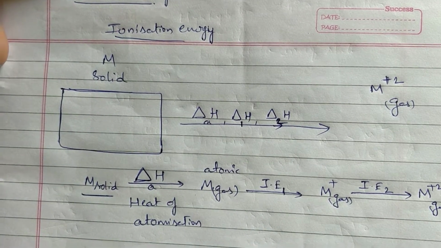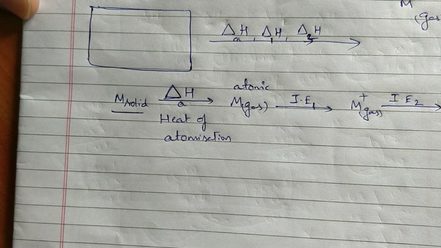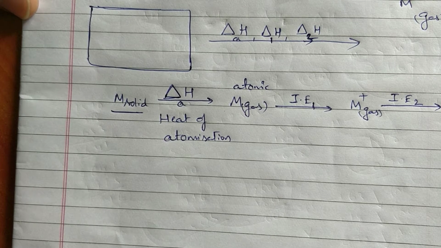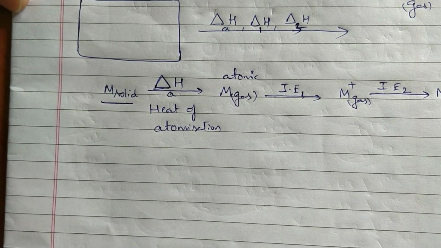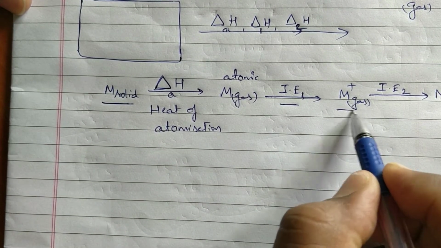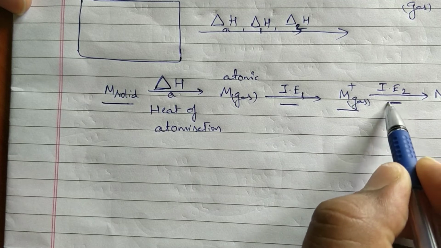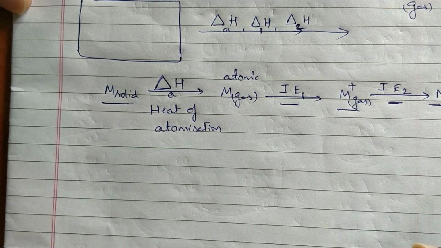Now I hope you understood what is meant by ionization energy. The amount of energy required to remove an electron from a neutral isolated gaseous atom is called ionization energy. If it is from a neutral isolated gaseous atom, that is called first ionization energy. If it is from a unipositive ion, that is called second ionization energy. If it is from a dipositive ion, that is called third ionization energy.